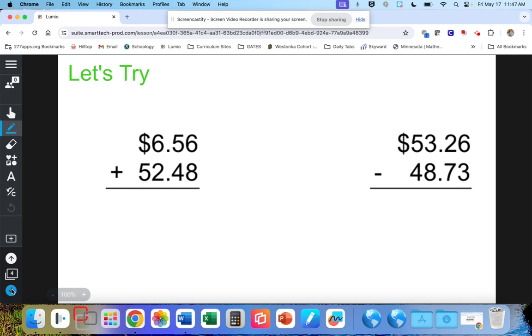All right, we have an addition money and we have a subtraction money problem. In your notebook, give these two problems a try. Then resume the video to see if your answers are correct.